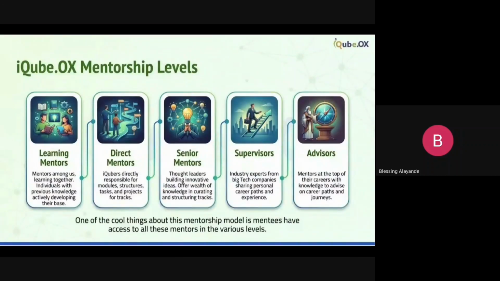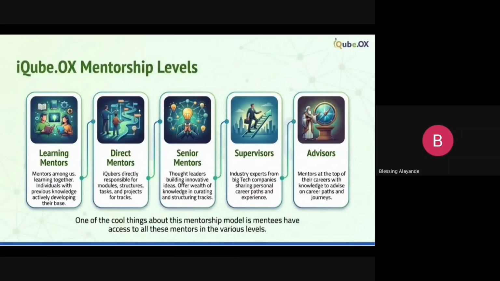And the beauty of iQube.OX is that for all these mentorship levels, you have access to all these mentors, right? You don't have to say, okay, I'm just a mentee, I only have access to one kind of mentor. No, you have access to all levels of mentors, right?